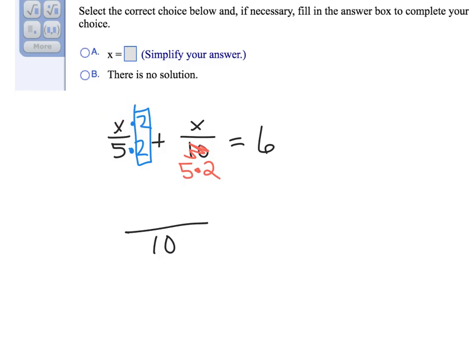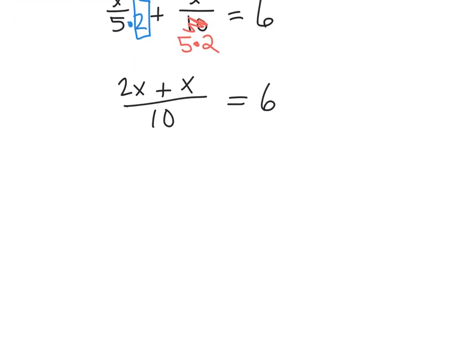This numerator is 2x plus this numerator, we didn't do anything with it, it's just x. And that's equal to 6. So what do we end up with? Well, that means 3x over 10 is equal to 6 over 1.